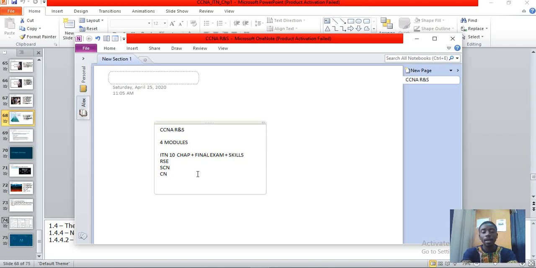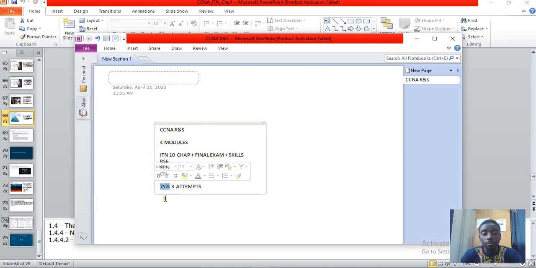The pass mark for these exams is 75%. For each exam that you attempt, you have to make sure that you have at least 75%, otherwise you have failed. For the chapter exams, you have 3 attempts. If you are unable to meet this requirement of 75%, you can redo it up to 3 times. So that is for chapter exams.